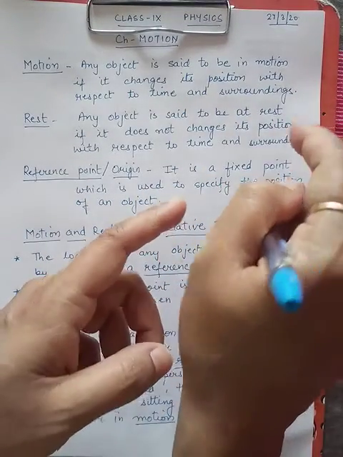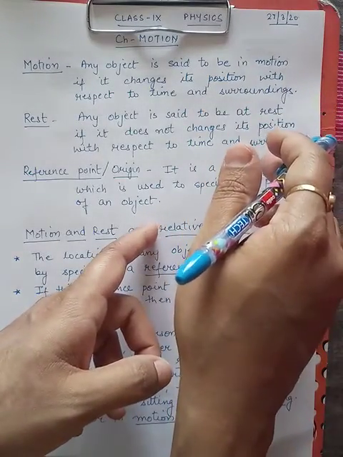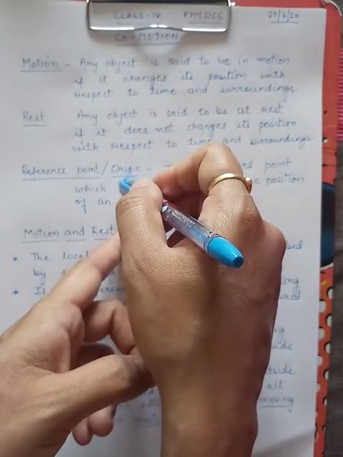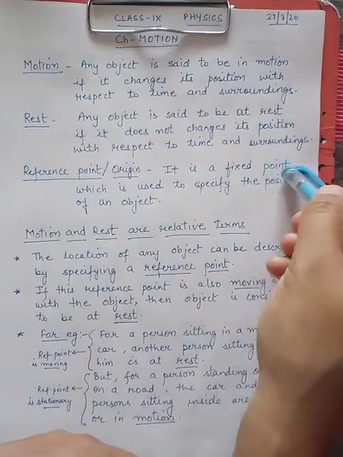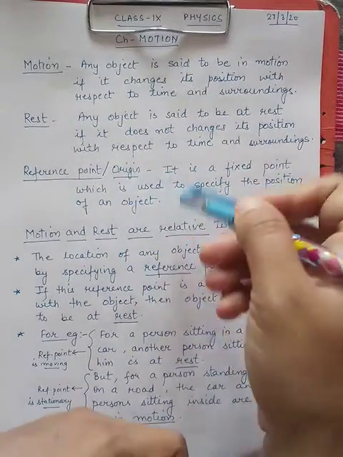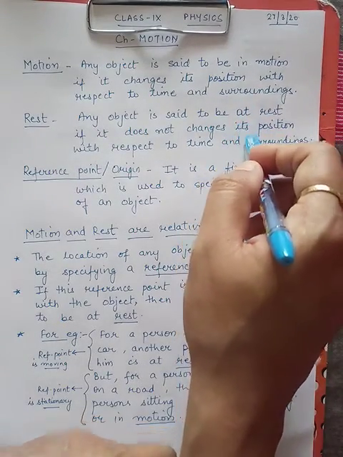Where? It started from an origin point, a starting point, a reference point. So that is considered as that point. So what is that point? It is a fixed point which is used to specify the position of an object. The position of an object was the parking place in that example that I was giving you.